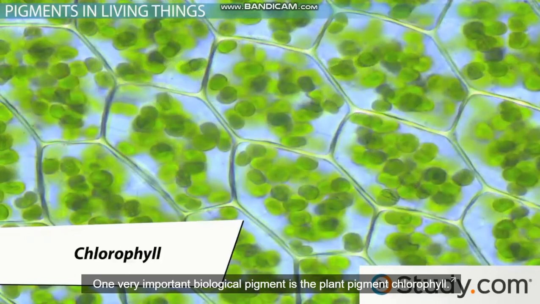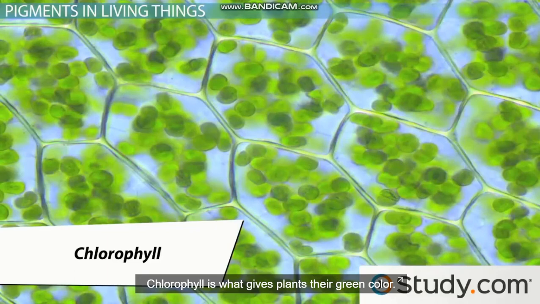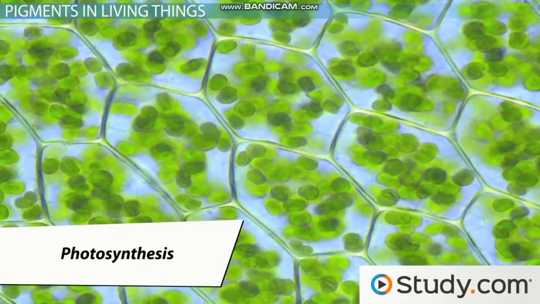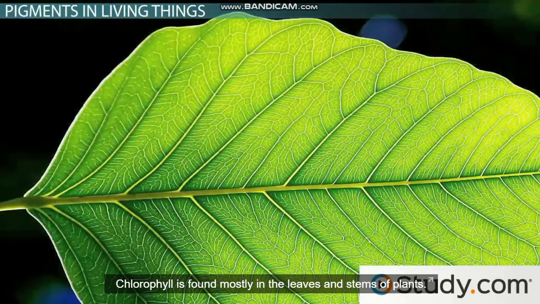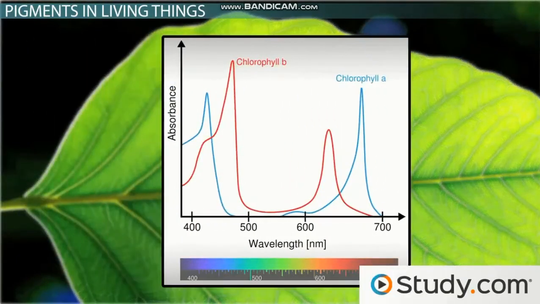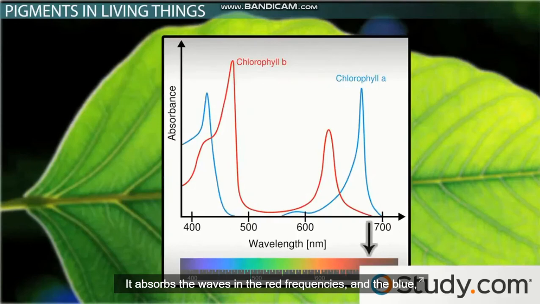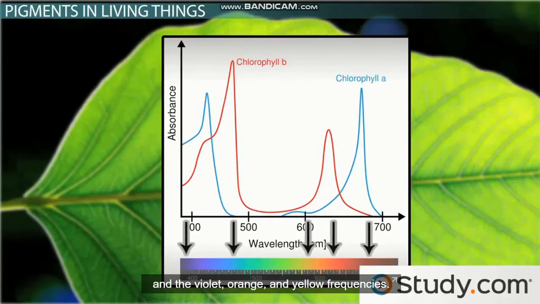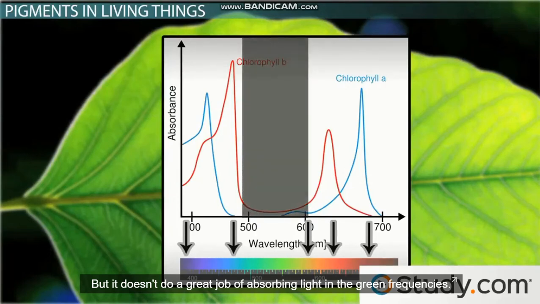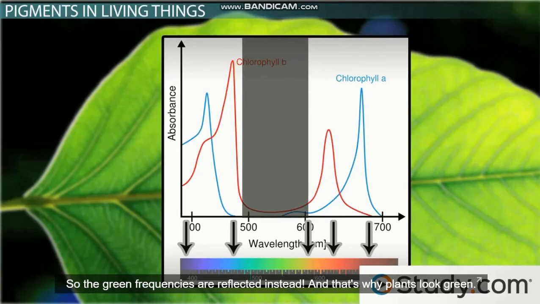One very important biological pigment is the plant pigment chlorophyll. Chlorophyll is what gives plants their green color. More importantly, it's what allows them to absorb the sun's energy and make food through the process of photosynthesis. Chlorophyll is found mostly in the leaves and stems of plants. It absorbs a huge amount of energy from white sunlight. It absorbs the waves in the red frequencies and the blue and the violet, orange, and yellow frequencies. But it doesn't do a great job of absorbing light in the green frequencies. So the green frequencies are reflected instead, and that's why plants look green.